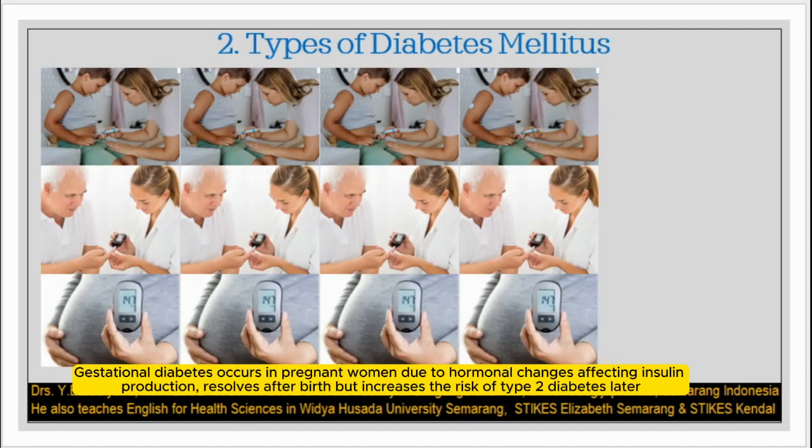Gestational diabetes occurs in pregnant women due to hormonal changes affecting insulin production, resolves after birth but increases the risk of type 2 diabetes later.